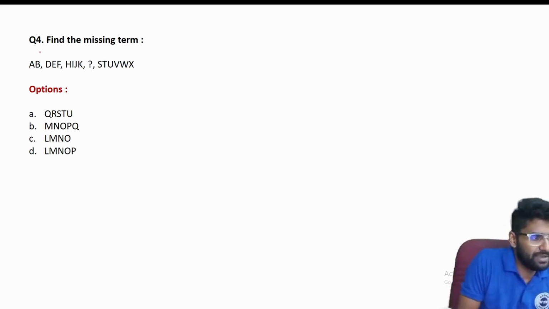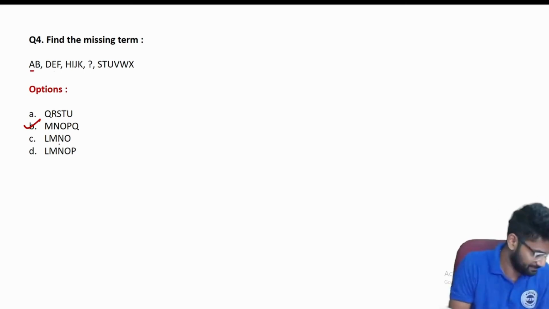Now see here, AB, so they miss CD. Next DEF, they miss G. HIJK, now next you have to miss L. So your answer must start with M. So the answer is MNOPQ. Why? Because here 2 letters, next 3 letters, then 4 letters, the next must be 5 letters.